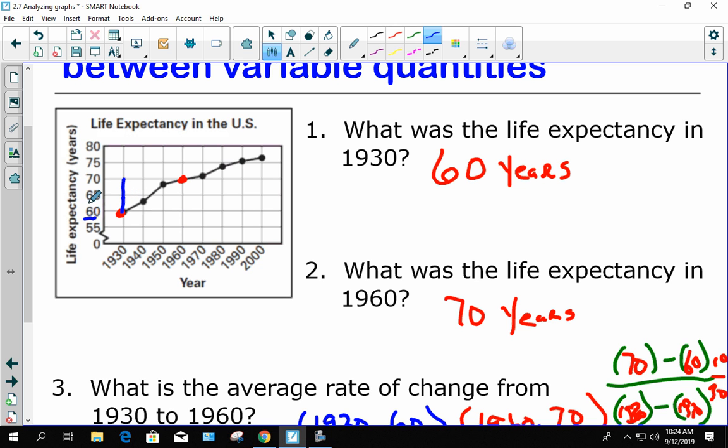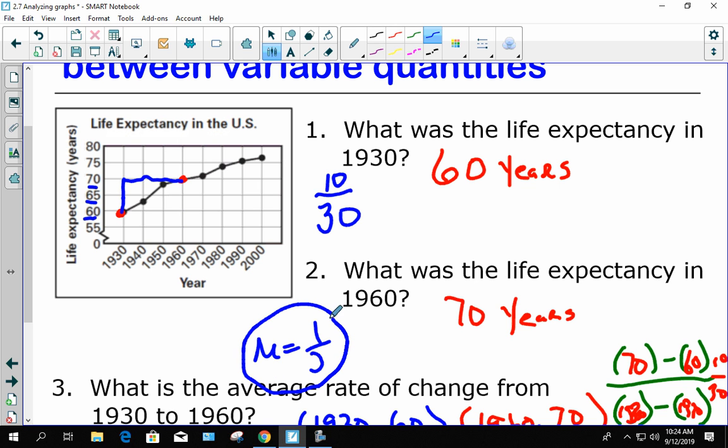You have to look at your units. So my top number is 10, and then I go over. How many am I going over? Going over 10, 20, 30. So that's 10 over 30, which equals 1 over 3. Kids, that is a lot easier and quicker. However, you have to make sure you have the right units.